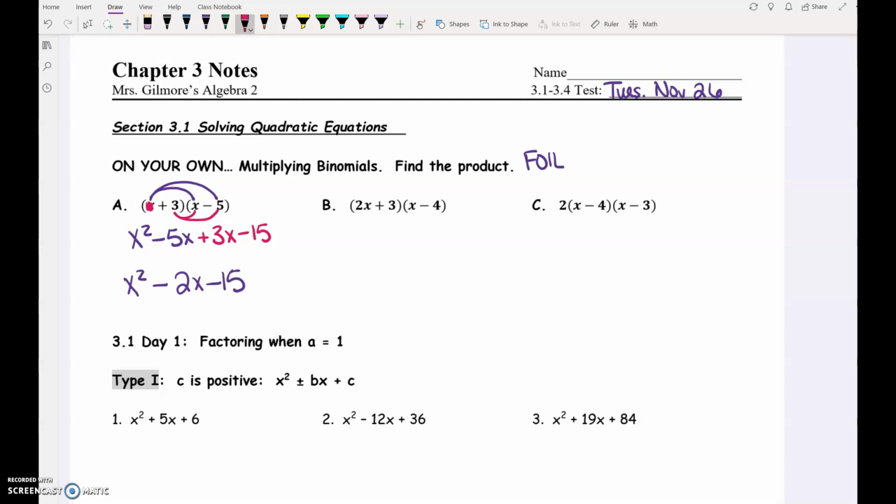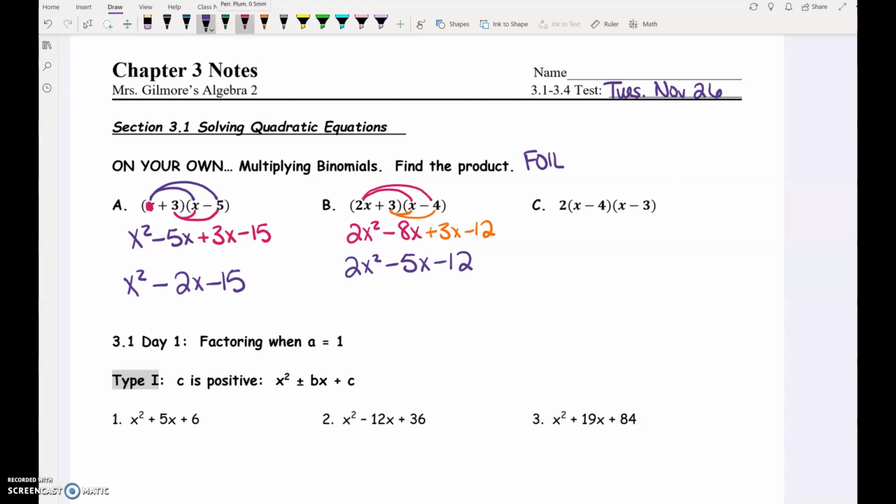We've got x squared minus 2x minus 15. In B, distribute the 2x. That gives you 2x squared minus 8x. Distribute the 3. That gives you 3x minus 12. Combine your like terms. 2x squared, negative 8 and 3 is negative 5x minus 12.